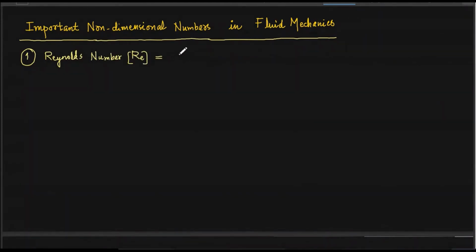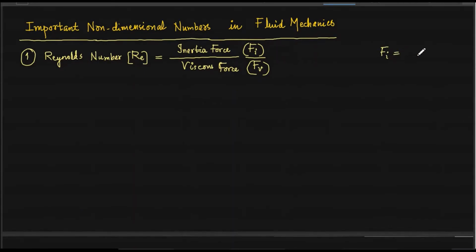So Reynolds number is actually the ratio of inertia force acting on the fluid to the viscous force. Inertia force is Fi, and viscous force, let me write Fv. Every non-dimensional number we are going to consider now has inertia force as a part of it. Inertia force Fi is actually equal and opposite to the accelerating force, that is, its magnitude is mass into acceleration.